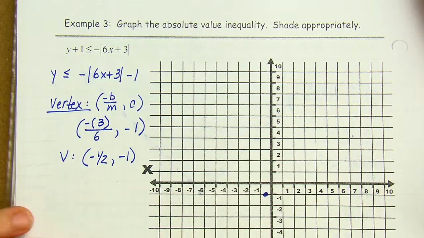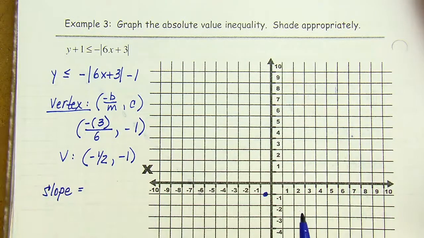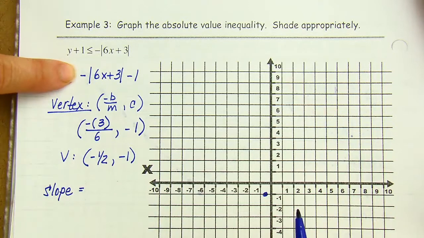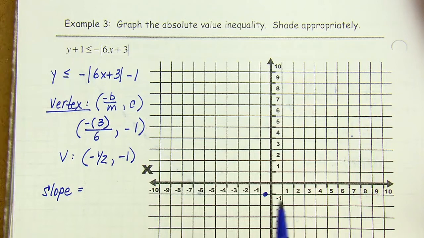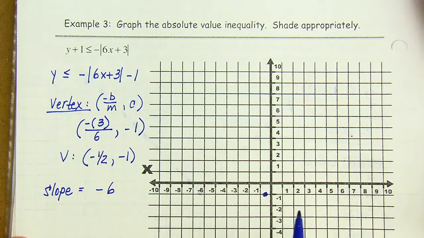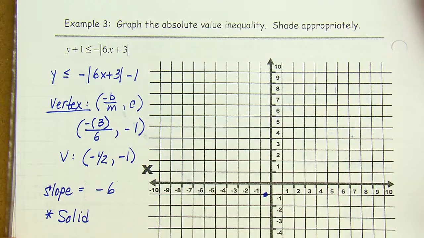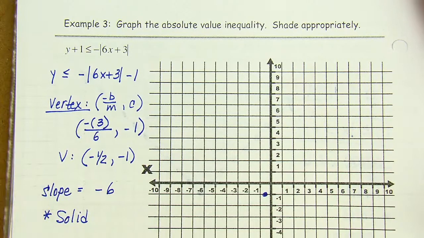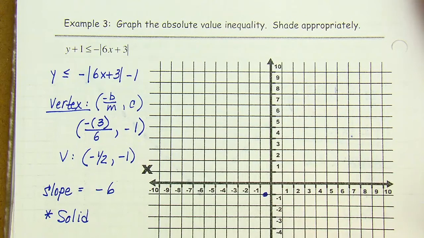Now, I should identify my slope. This thing is going to be opening down because the leader is negative. So this is negative 1 times 6, or my slope is negative 6. Solid or dashed? Well, we see it's equal to, so that's solid. And then we're going to set up for a test point. I don't know what I'm going to test yet. I'm going to use my slope of negative 6. So I'm going to fall 1, 2, 3, 4, 5, 6, and run 1.